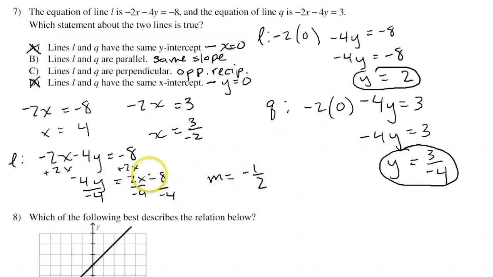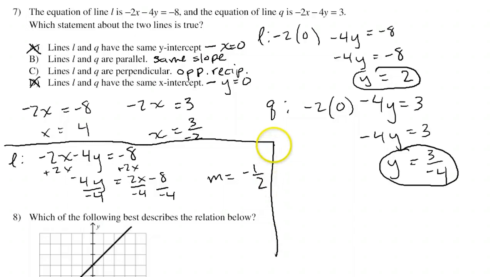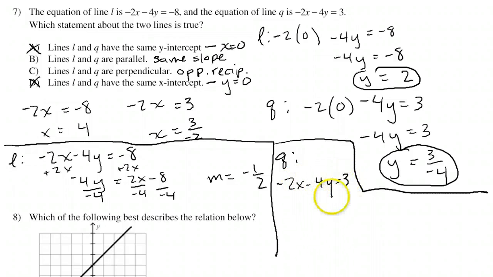Now let's do the same thing for the other one. So I'll kind of separate this work out here. So if we do the same thing for the other one to see if it's parallel, then we can get the slope on that. So let's see, line Q now. We're going to get negative 2x minus 4y is equal to 3. So let's get y by itself. So I'm going to add 2x. And I get minus 4y is equal to 2x plus 3.